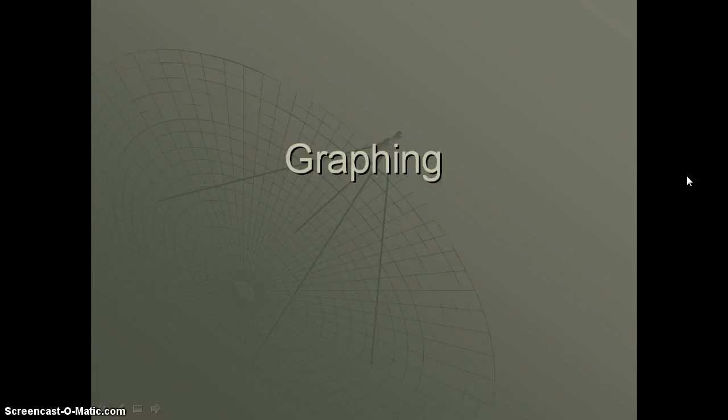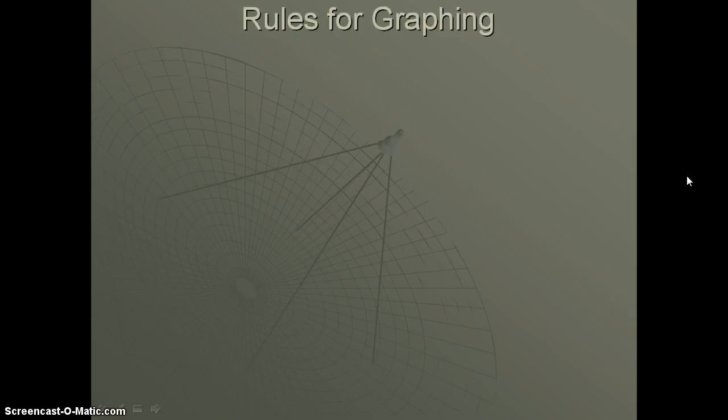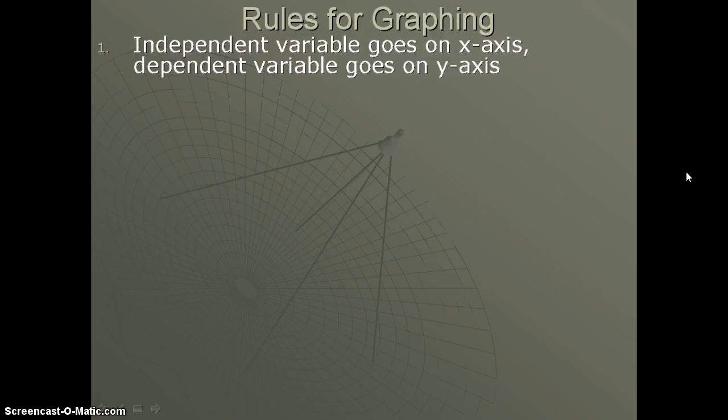In this video, we're going to be talking about graphing. Before we actually start graphing things, we need to talk about the rules for graphing. The first rule, and you should know this from DRY MIX, is that the independent variable goes on the x-axis and the dependent variable goes on the y-axis.